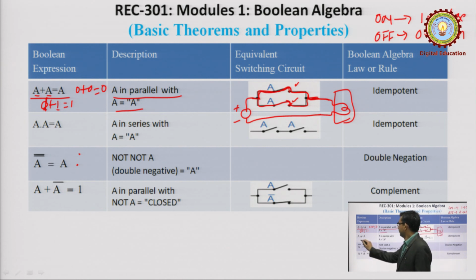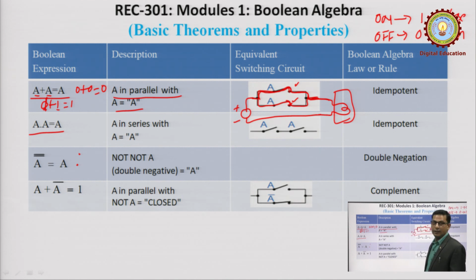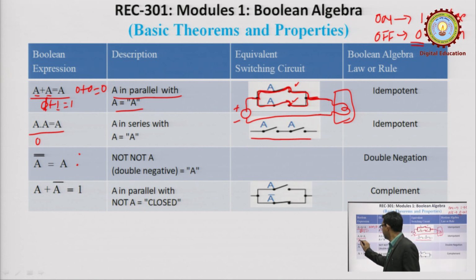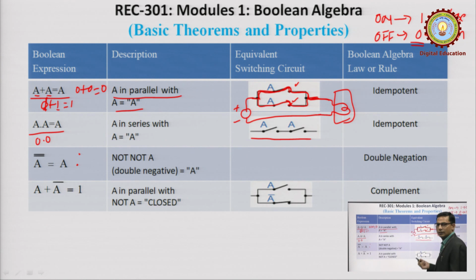Now, next one is A dot A is equal to A. So, dot represents the series connection, which means two switches are connected in series. So, it will look like this. If both the switches are at off state or at 0 level, from here we can see 0 dot 0, so no current will flow.